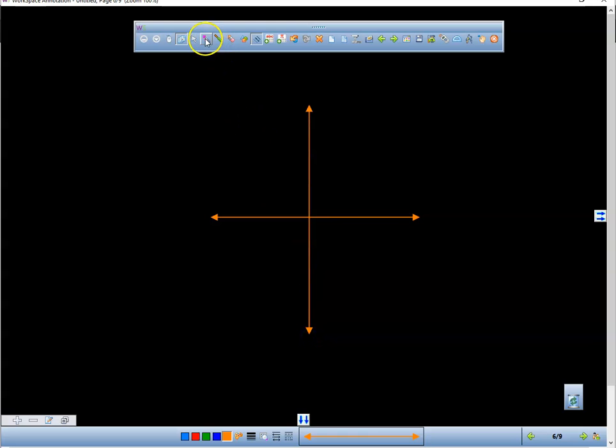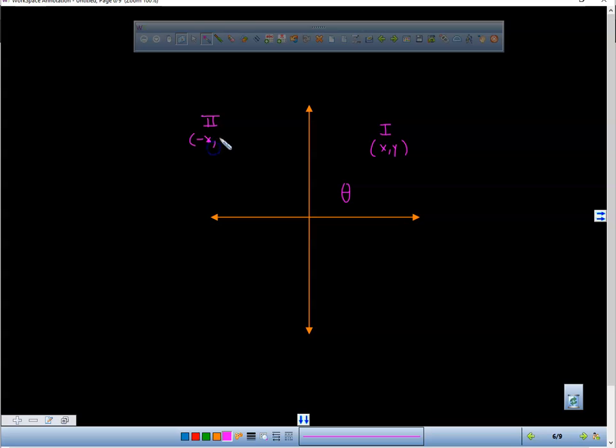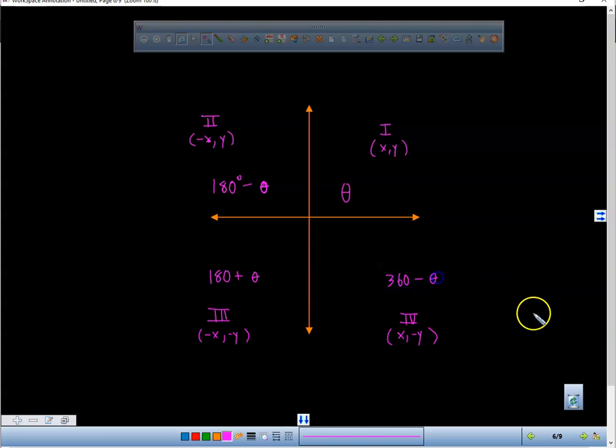So here's the quadrant rule. In quadrant number 1, where everything's positive, whatever theta is your answer. In quadrant number 2, where the x's are negative, the y's are positive, your angle will always be 180 degrees minus theta. If you're living in quadrant 3, where a lot of my students live, where the x's and the y's are negative, then you're going to take 180 and you're going to add theta to it for your final answer. And if you're in quadrant number 4, where the x's are positive, but all the y's are negative, you're going to take 360 and you're going to subtract theta for your final answer.